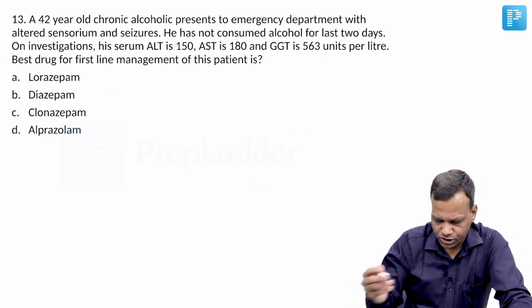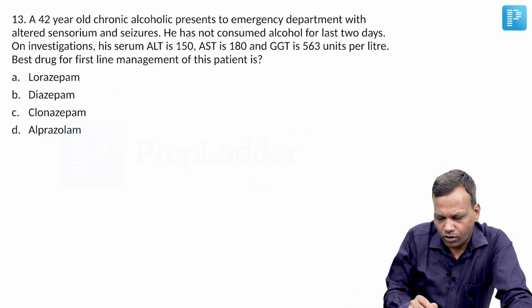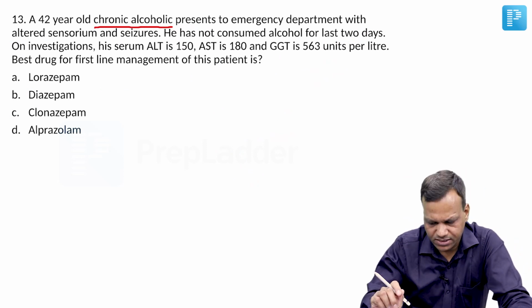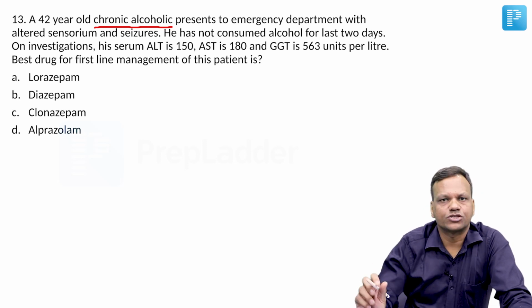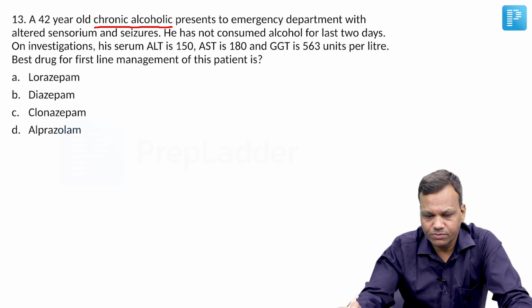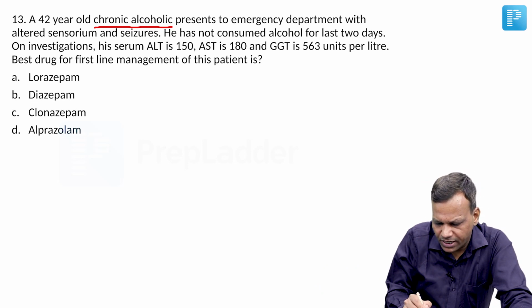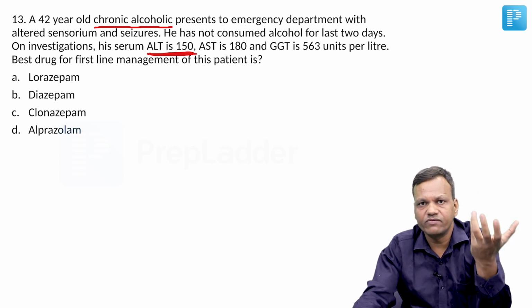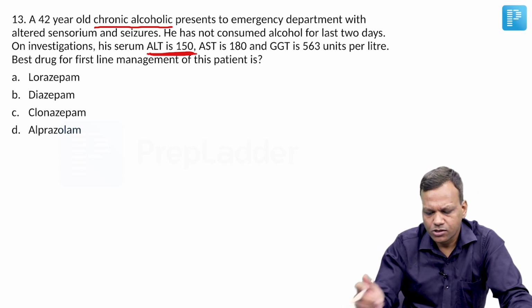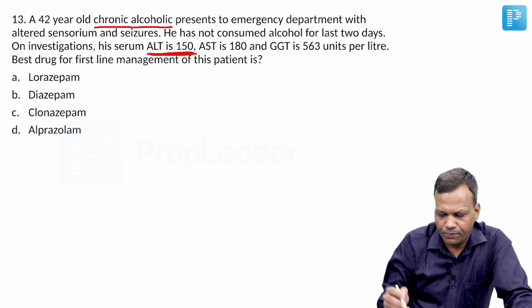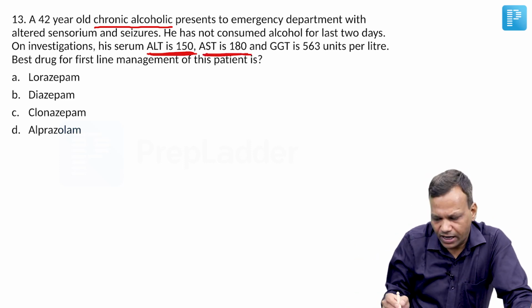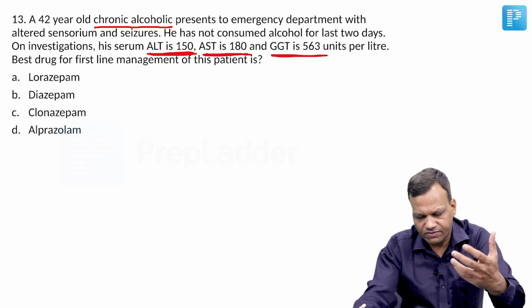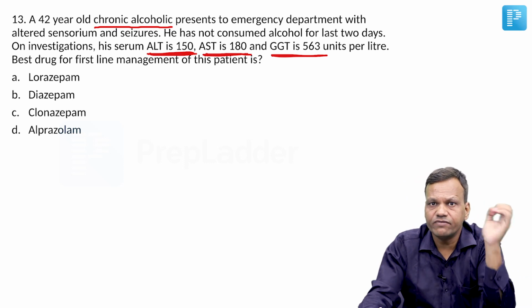Okay, moving to next question. A 42-year-old chronic alcoholic presents to the emergency department with altered sensorium and seizures. He has not consumed alcohol for the last 2 days, so likely to be withdrawal symptoms. On investigation, his serum ALT, alanine transaminase, is 150, so normal value is around 5 to 40 for most of these enzymes, so it is nearly 3 to 4 times the upper limit. AST is 180, again very high, and gamma glutamyl transferase, that means GGT, is also very high. So all these levels are very high, that means the person is having liver damage.